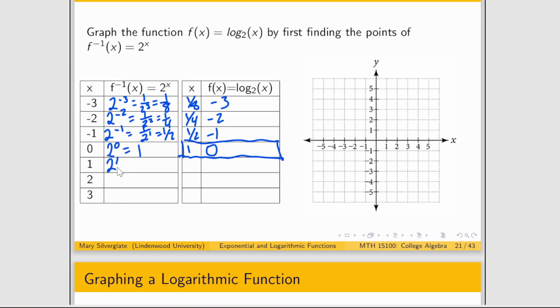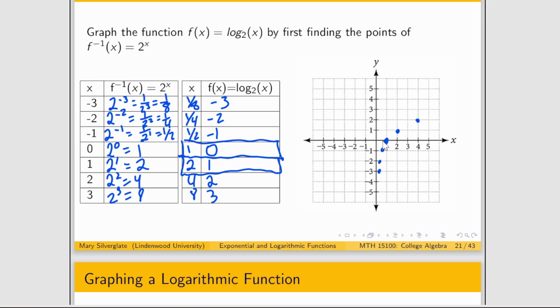On the inverse, when I plug in 1, 2 to the first is 2, so I have the point (2, 1), which is also another really nice key point to know. 2 squared is 4, so I also have the point (4, 2). 2 to the third is 8, so I also have the point (8, 3). So if I'm plotting this, we've got (1, 0), (2, 1), (4, 2), (8, 3) off the page. And all these other guys down here are sort of arbitrarily decreasing numbers as we get to fractions.